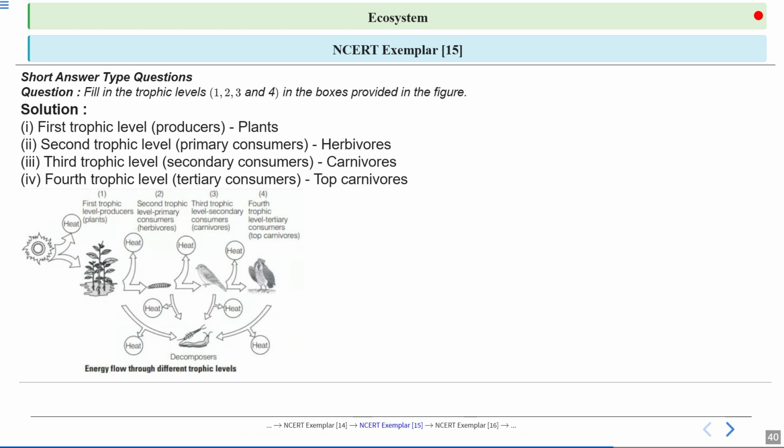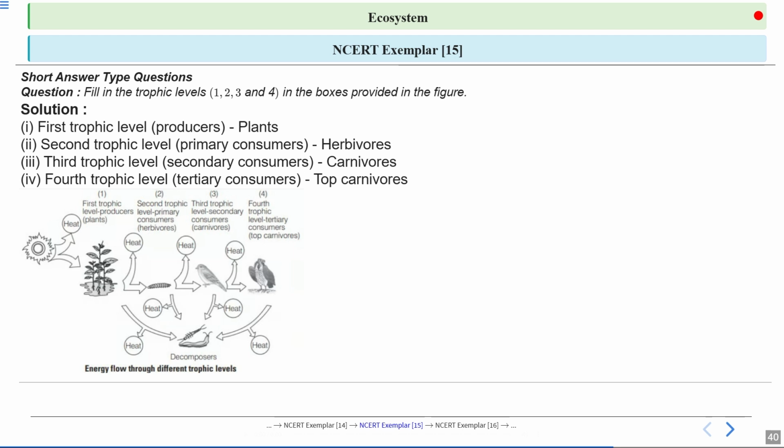Okay, here is the complete image. You can see the first trophic level is occupied by the producers. Second trophic level is occupied by the primary consumers, which are basically herbivores. Then the third trophic level is occupied by the secondary consumers, which are the carnivores. And then the fourth trophic level is occupied by the tertiary consumers, they are the top carnivores.